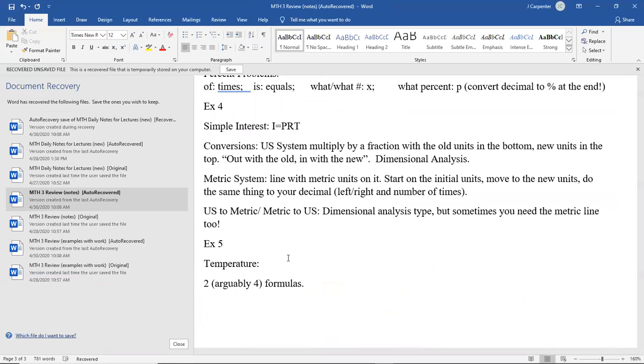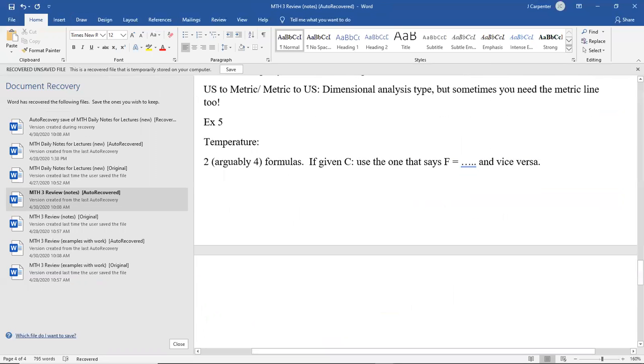Formulas. If given C, use the one that says F equals, and vice versa. It doesn't matter if you use the one that has fractions. It doesn't matter if you use the one that has decimals. Nobody's going to care. You just have to use the appropriate formula. Otherwise, you're going to be stuck doing some algebra that you don't really want to have to do. Trust me on that. It's a little above our pay grade.